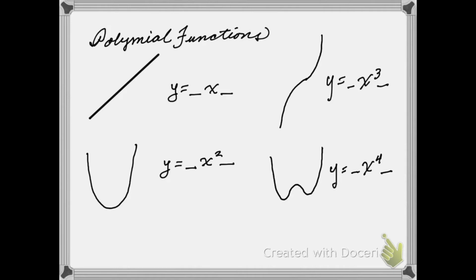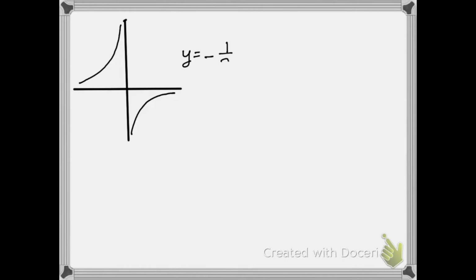Now compare those to some other functions that you're familiar with. For instance, a function that looks like this would be something that involves 1 over x. Really specifically, what is involved here is that there is going to be a variable in the denominator. And this would not be a polynomial function, but it would be a part of a bigger group of functions that polynomials are a part of, which would be an algebraic function.